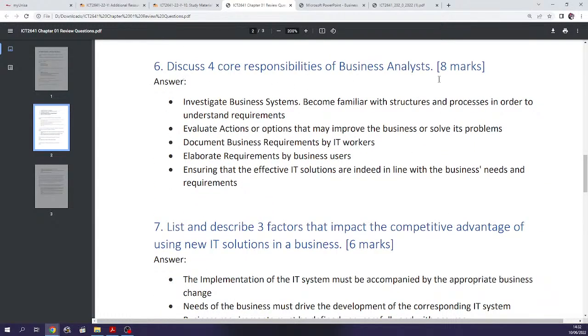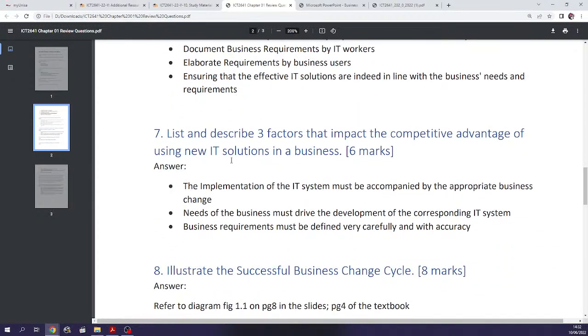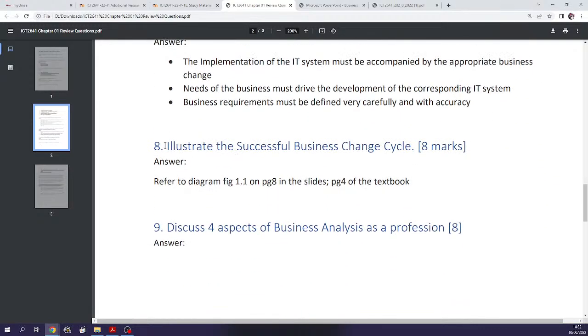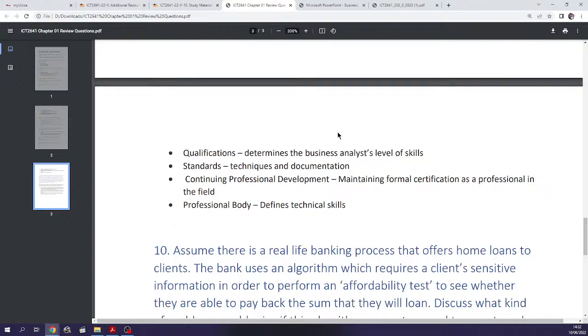See, discuss, 8 marks. Now, this is a little bit more intensive. This was back when we were doing written exams. You would see a question like this: discuss 4 core responsibilities for business analysis. What discuss means is that I used to think of it as an incorporation of the English I keep bringing up. So discuss would be that you briefly define and give more information, name and define. That's basically what's happening here. So investigate business systems, become familiar, etc. Then list and describe, a combination, illustrate, drawing diagrams for lots of marks, discuss again.